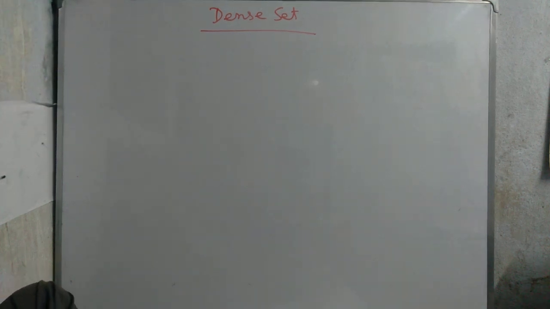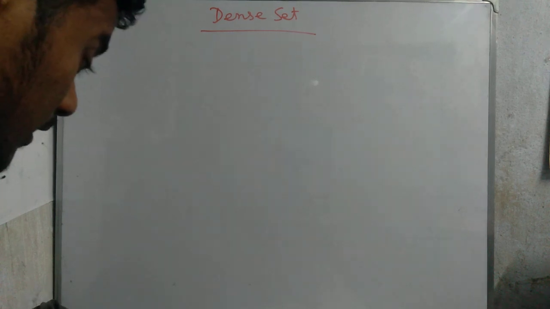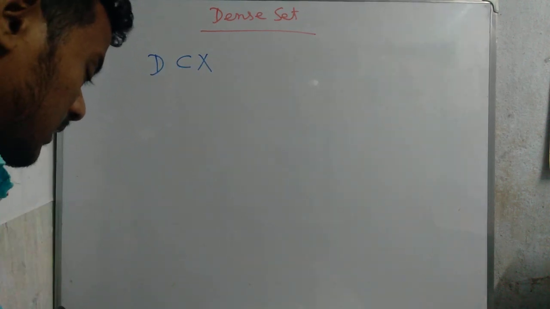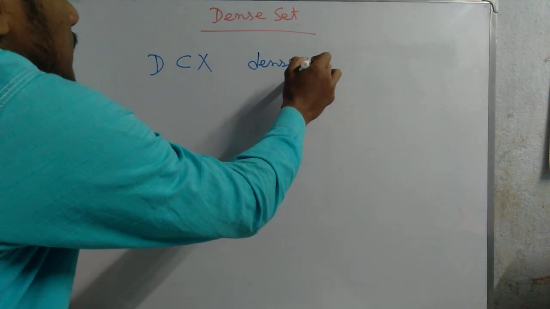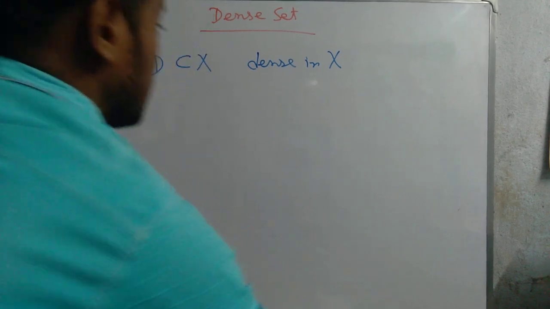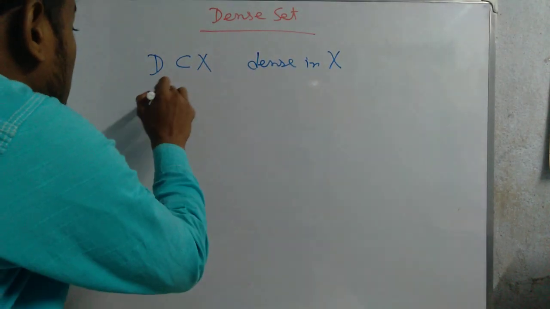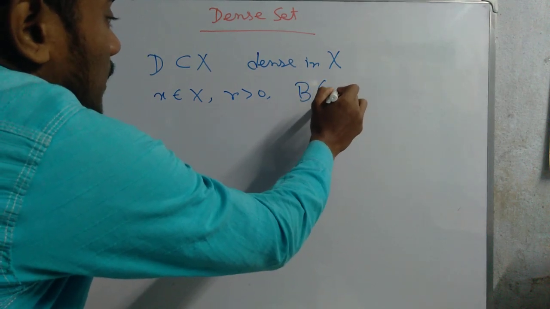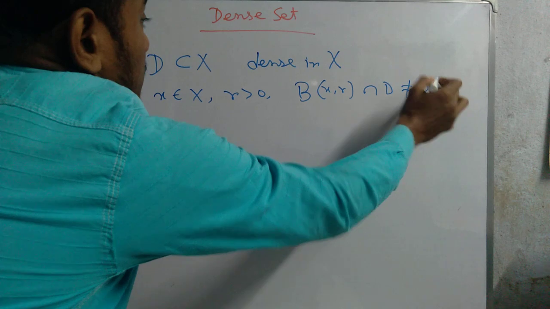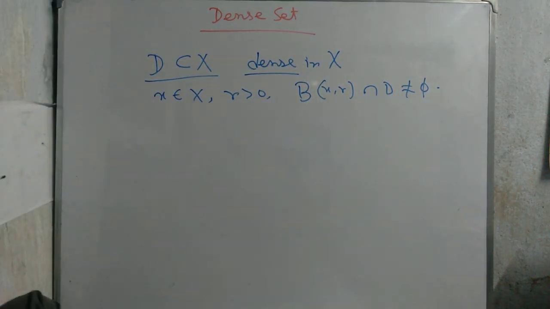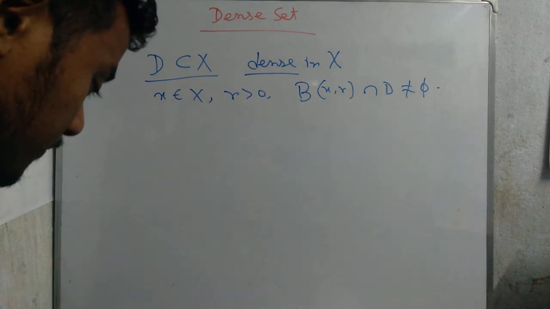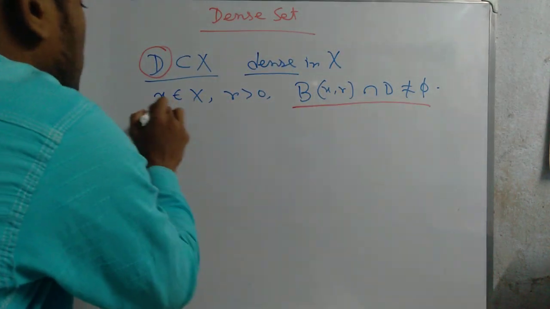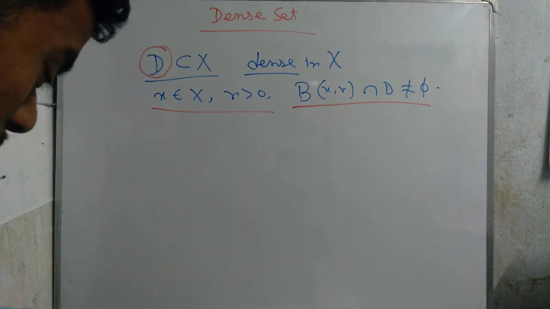We also know the definition of a dense set, but today we handle it again. Let D be a subset of X, where X is a metric space. D is said to be dense in X when, for every x belonging to X and every r greater than 0, the open ball B(x, r) intersection D is not equal to empty set. Then D is dense in X. So simply, a set D is dense in X when this happens.